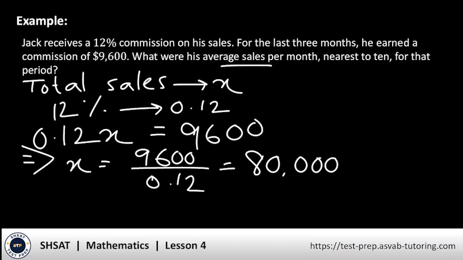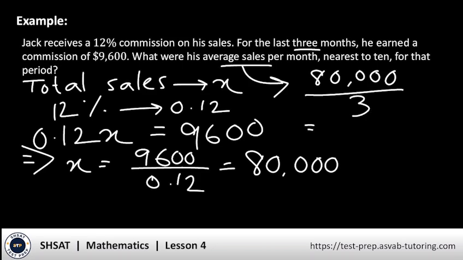But the question asks for average sales. So what is the formula for average sales or average anything? Average anything has a formula of the total of the values divided by the number of values, okay? So average sales per month is going to be the total sales divided by the number of months. So in this case, the total sales is 80,000 over the number of months, which is the last 3 months. It's already mentioned here. So divided by 3. If you do the math here, you are going to get 26666 and so on, something like this.